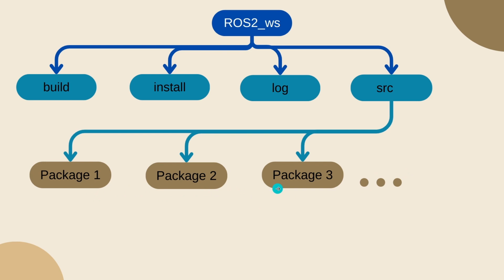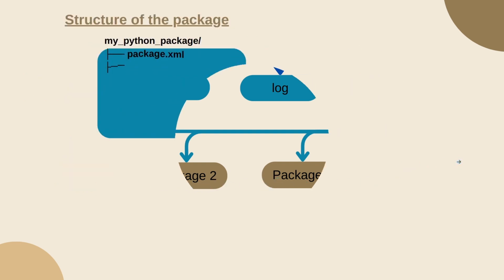And that's how you put all of your packages. Once you run colcon build, it will install all of these packages into this install folder, which you have to source to have the updated version of the packages which you have built already. So that's how you can have all the packages. And let's see the structure of the package and what it looks like.